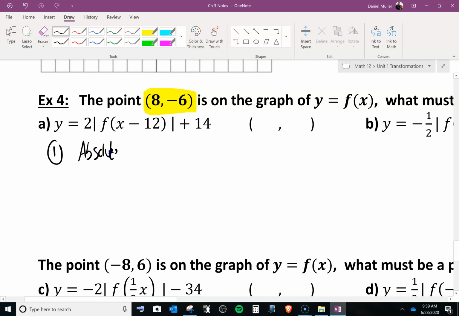So step number 1 is just to do the absolute value. The absolute value is the first thing, and all it does is take the absolute value of the y. And in this case, the absolute value of -6 is just 6. So that's step number 1.